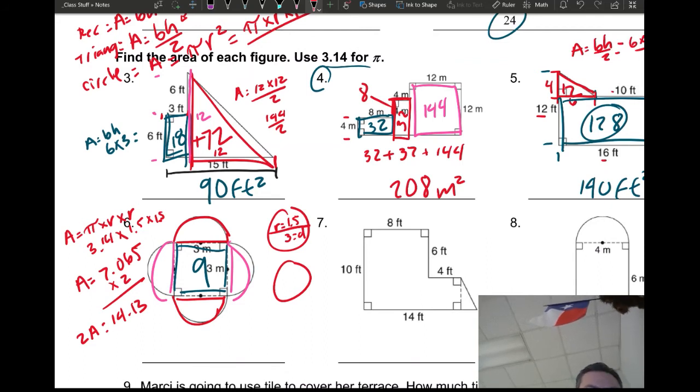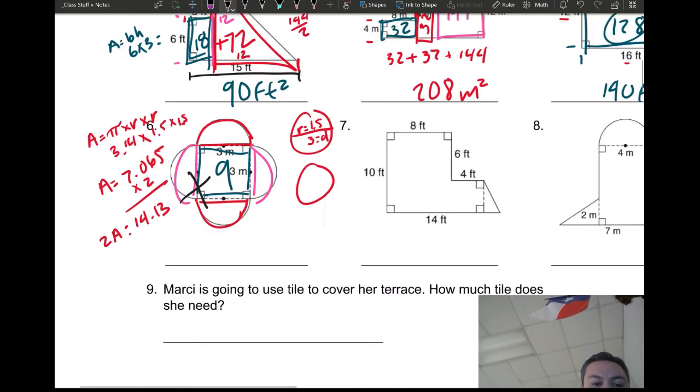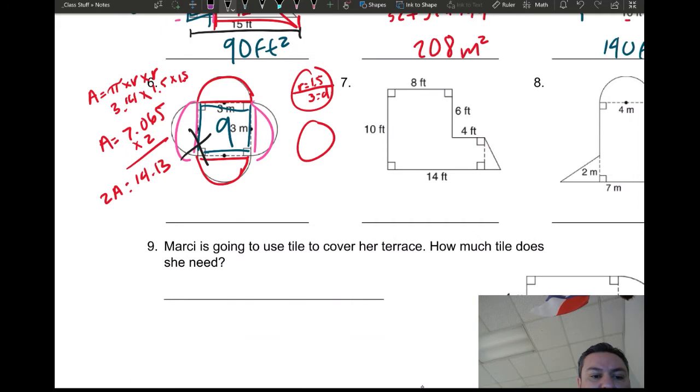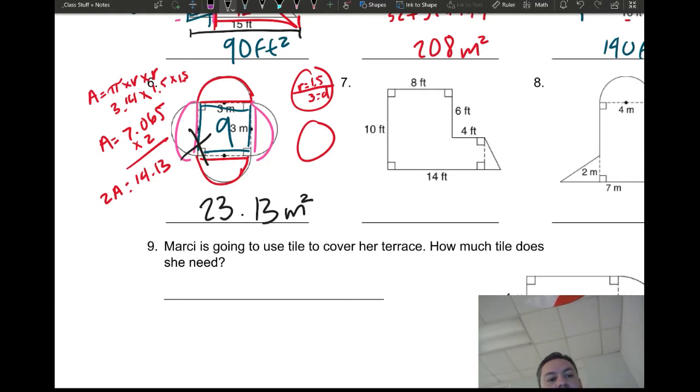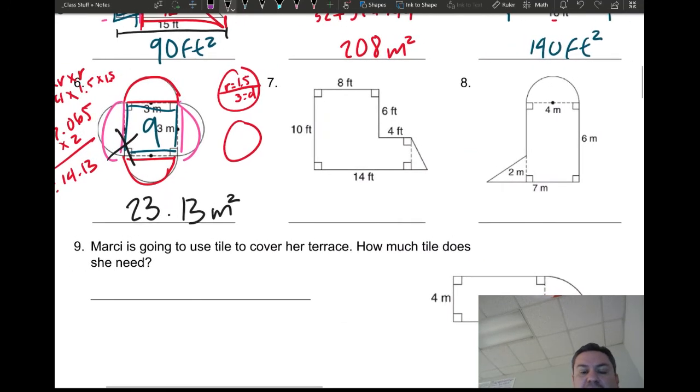Now all I have to do is add this with the 9, and I get my total. 9 plus 14.13 is going to be 23.13 meters squared. Now notice, whenever you have a circle, you use the whole formula, but when you have a semicircle, you have to divide it by 2. That's going to be relevant with number 8 and number 9, okay?